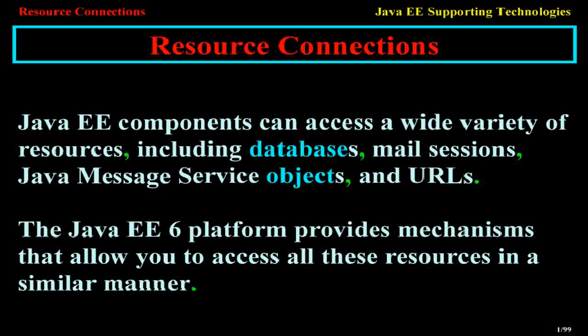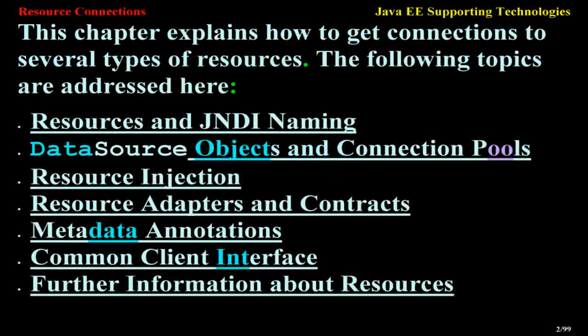Resource connections. Java EE components can access a wide variety of resources, including databases, mail sessions, Java Message Service objects, and URLs. The Java EE 6 platform provides mechanisms that allow you to access all these resources in a similar manner. This chapter explains how to get connections to several types of resources.